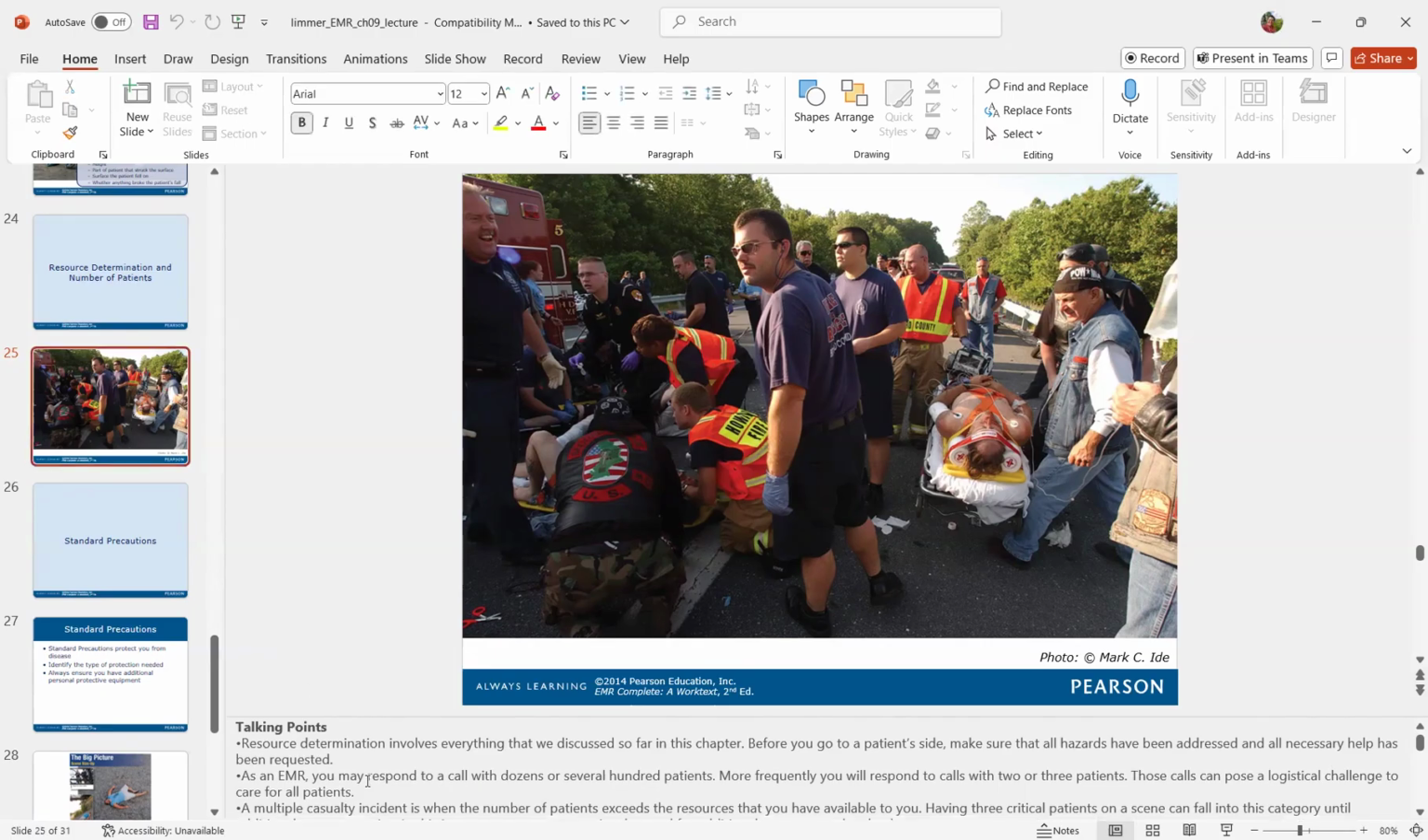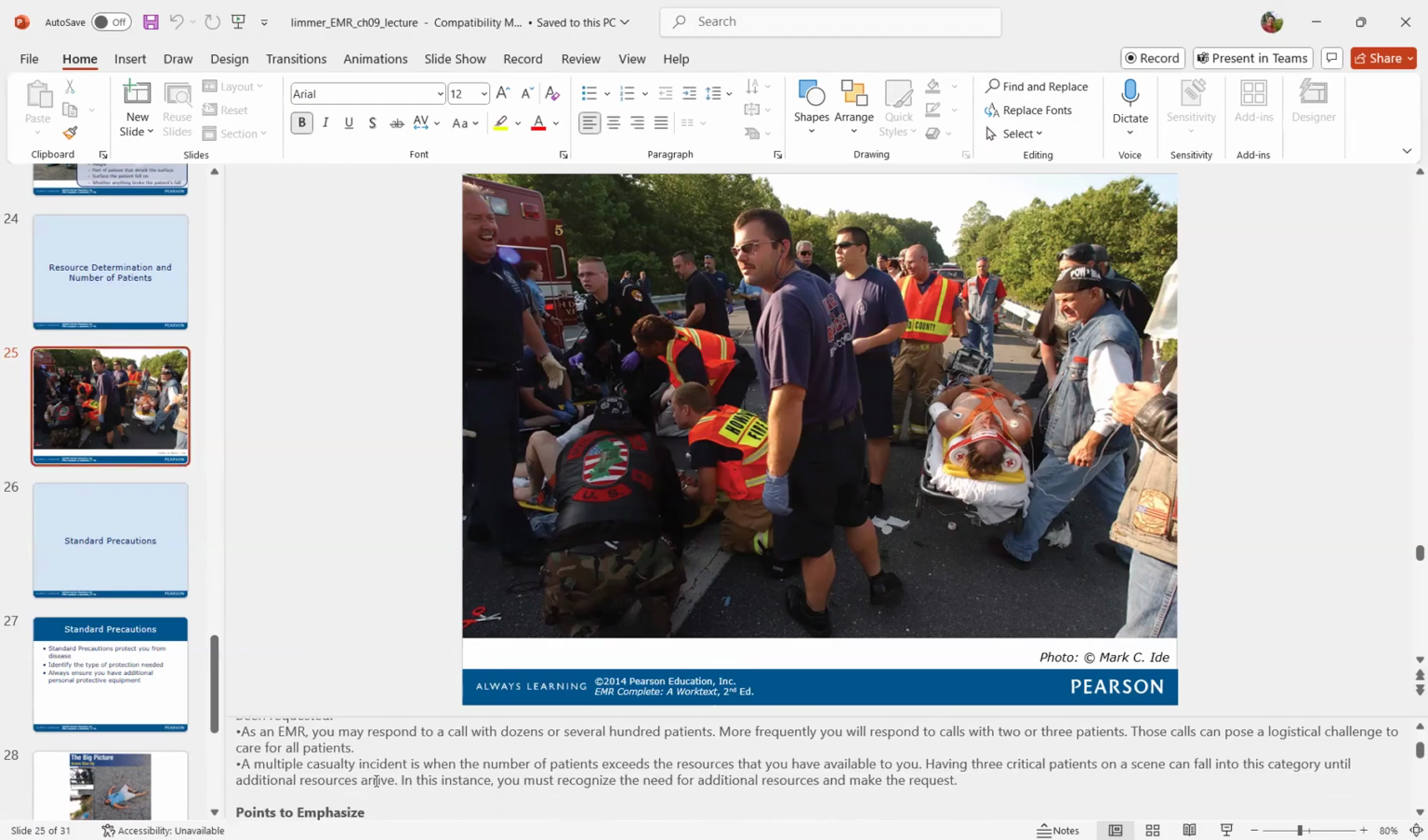An MCI, or multiple casualty incident, is when the number of patients exceeds the resources that we have available to us. If we have just us on scene and there are 6 patients, we need to start triage. Having 3 critical patients on scene can fall into the category of needing additional resources. Usually it's 1 patient per ambulance, so we're calling additional ambulances, 1 for each patient. If it's minor stuff going on in an MCI, sometimes we're sending 4 patients with an ambulance. But look at the scene, see what's going on, what additional help you need, and how many patients you really have.